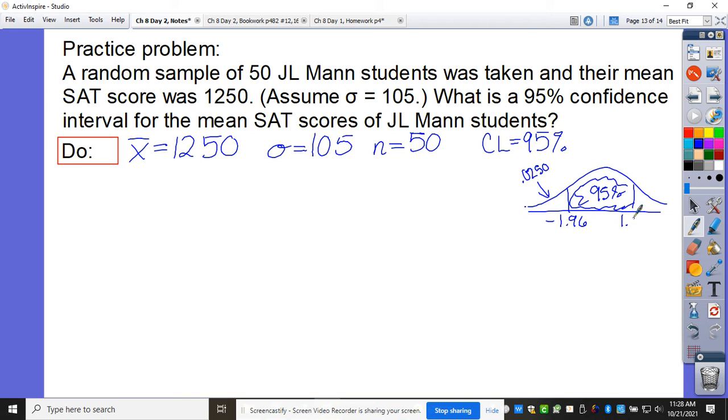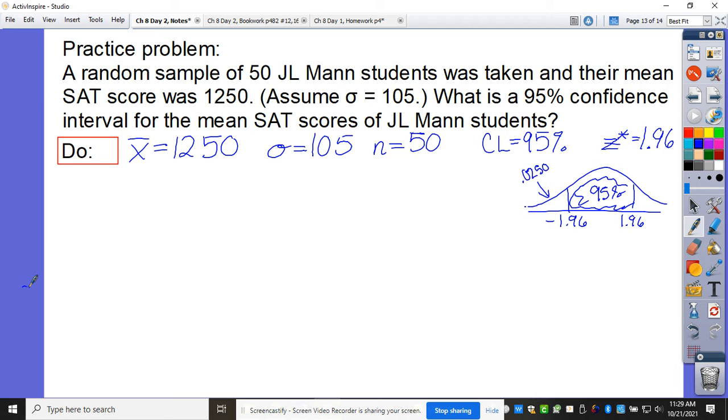Which is 1.96. So are we doing Z or T right now? Why are we doing Z? Because we know sigma, and that is 1.96. So we've done two of them today that you memorized pretty quick: 90% is 1.645, 95% is 1.96. Now, I don't have to write out the equation in words like I started with for your 4-step. I can go straight to the equation I'm using.